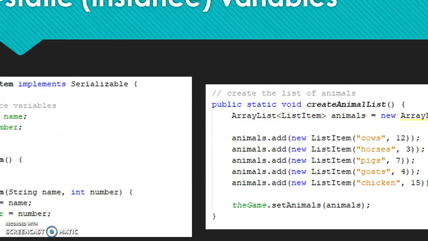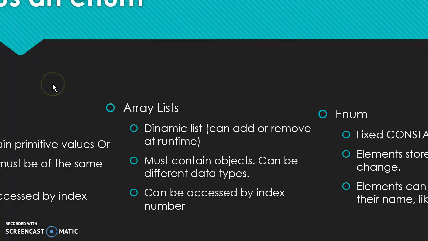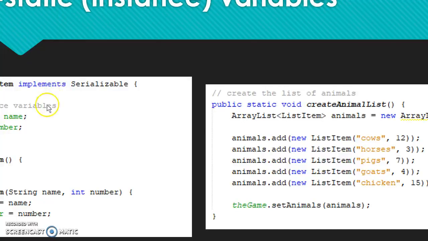Okay, so for non-static instance variables, this is more common in our game. We see this a lot. Here we can see a class called ListItem. And to use a non-static class, what you have to do is use the new keyword. Here in the example, we see that we use new ListItem. So here, what we're doing is creating a new instance of a ListItem.